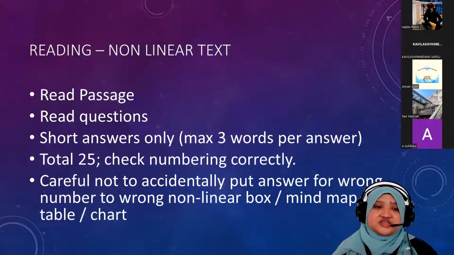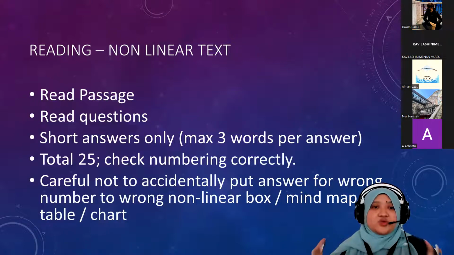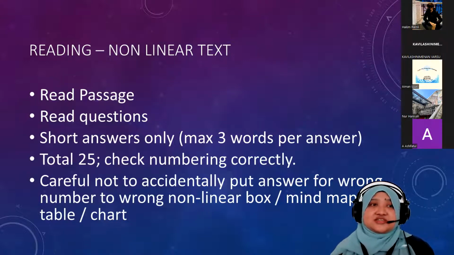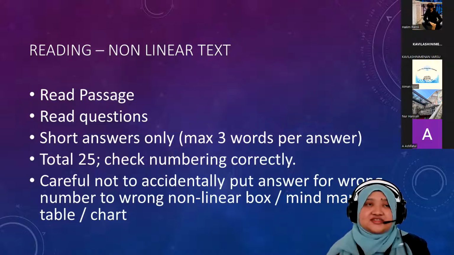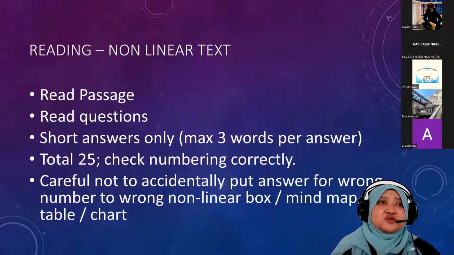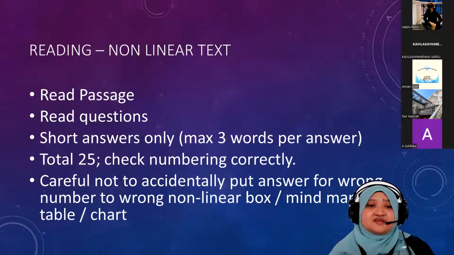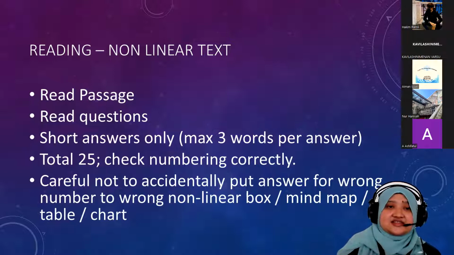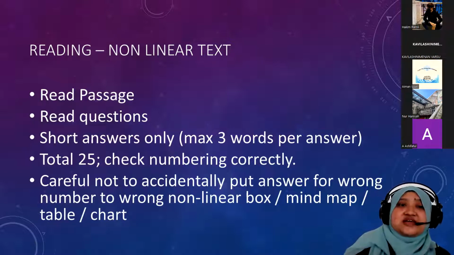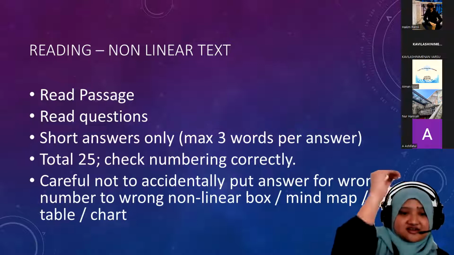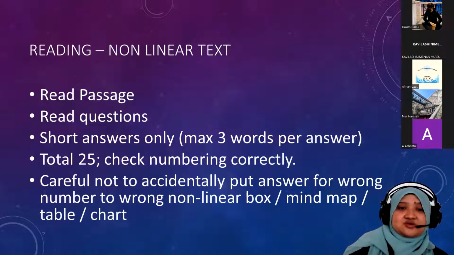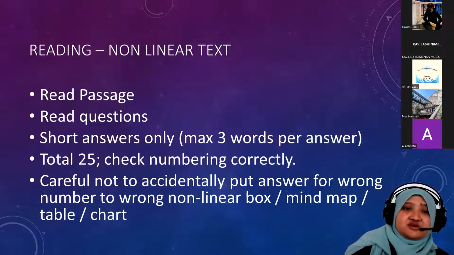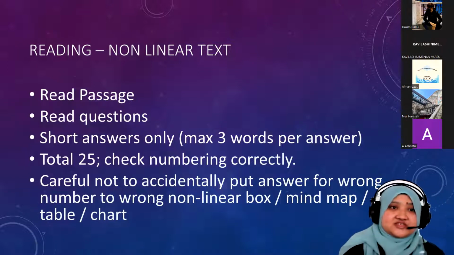It is unfortunate because sometimes when students mislook the number, this should have been the answer for question K, but it is put under question L or M or N. So check the numbering correctly before you answer the question. Be careful not to accidentally answer wrongly, because even if you miss out one space, then the rest of it will go wrong. Okay, so numbering is really essential for this type of question. So check your answers for that.